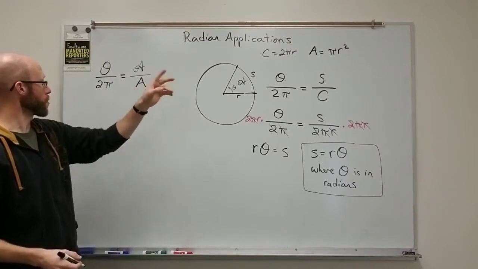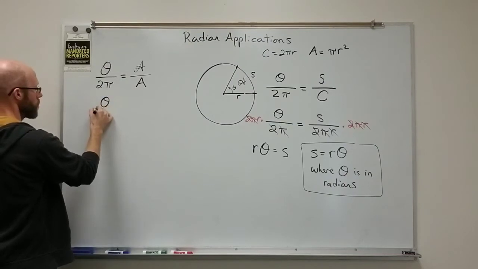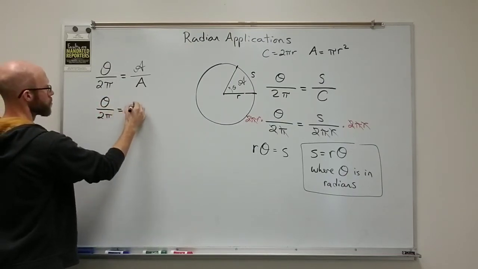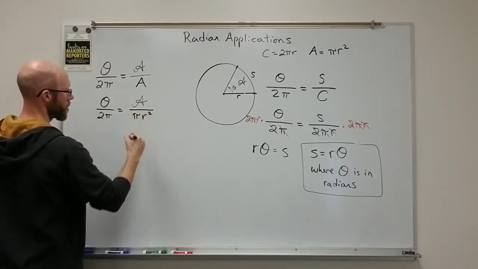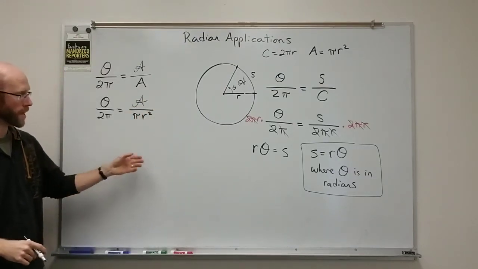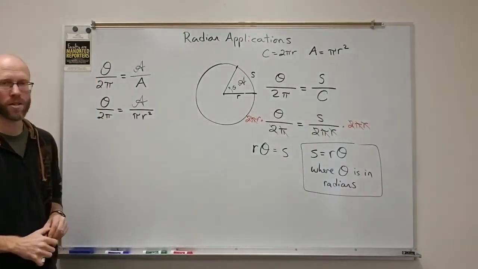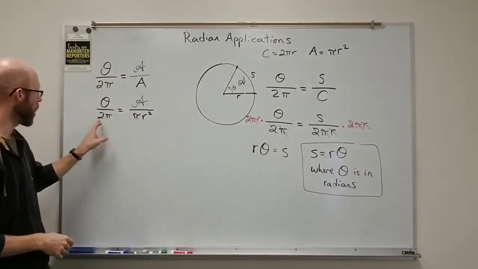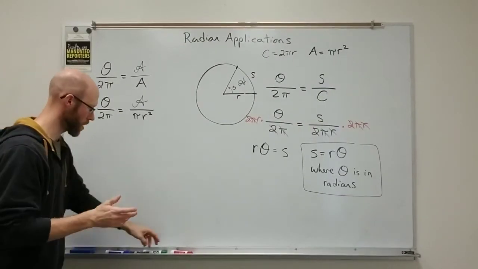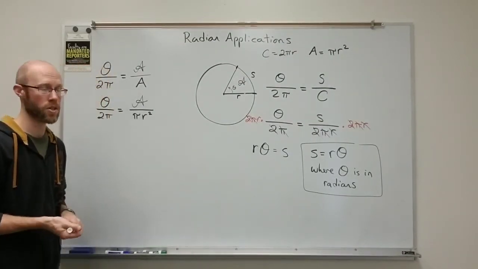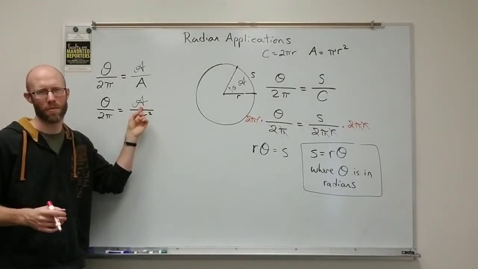And so if I replace A with pi r squared, I get theta over 2 pi equals area of the sector over pi r squared. Again, I want to multiply both sides by the LCD, but actually I'm going to leave the 2 off. I'm going to pretend the 2 is not there in the denominator. This just becomes a little bit nicer formula if I leave the 2. Really, ultimately, I want to solve for this area.